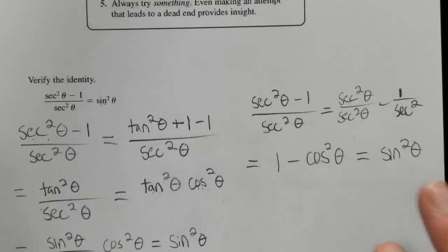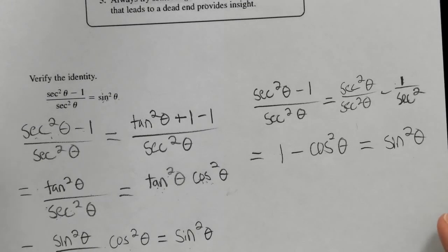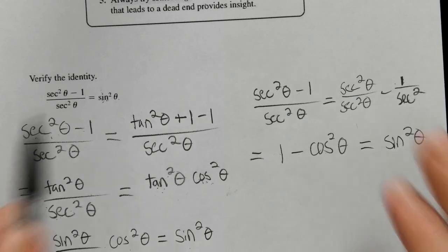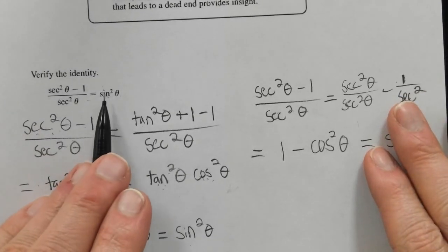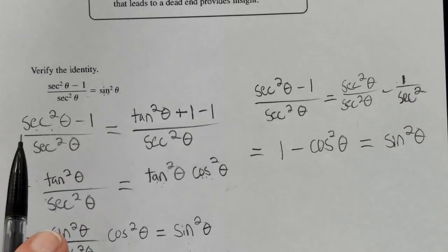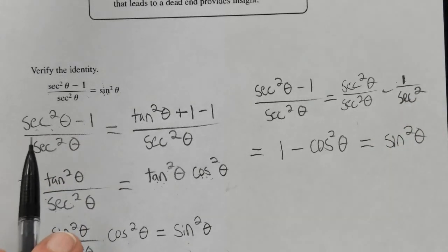That is one of the things that can make this so challenging, because there are so many different ways that you can go. You've got to make sure that you're going down a road that leads you to verifying the identity, that would lead you to this in the end. And like I say, you may have to backtrack and start over a couple of times on these. All right, so the next one. Let's see what we've got here.